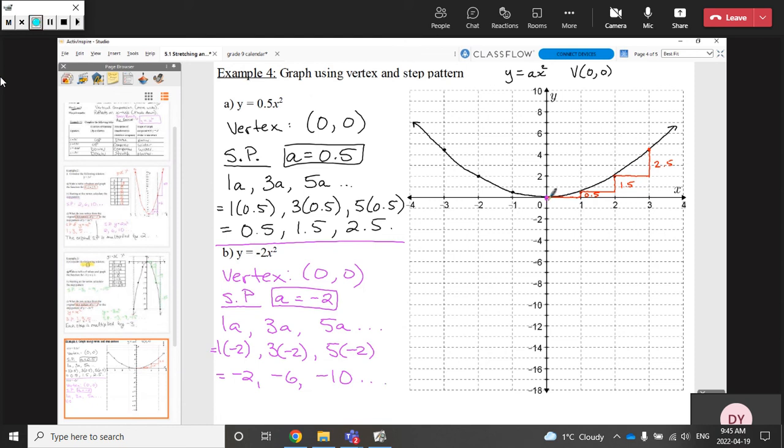So we're plotting our vertex. We're going to go over 1 and then down 2. Great. Over another 1, down 6. Over another 1, and then down 10. Same idea over here. Over 1, down 2, over 1, down 6, over 1, down 10.